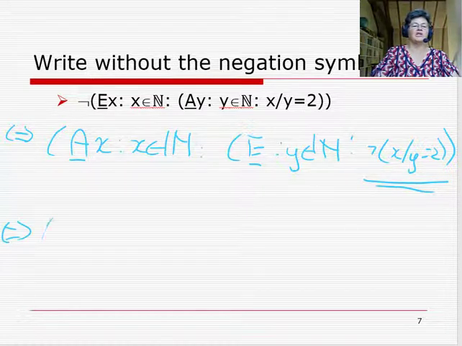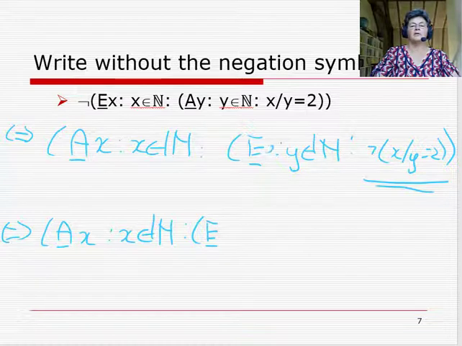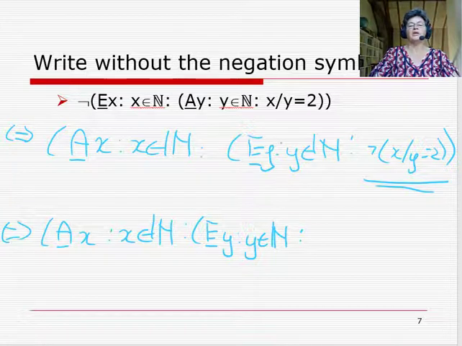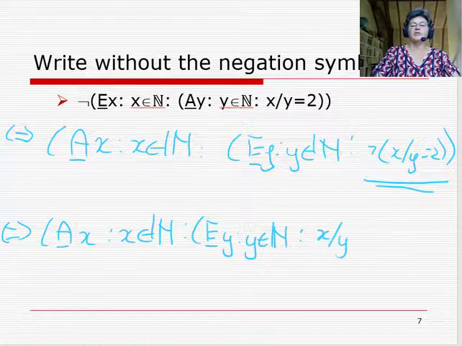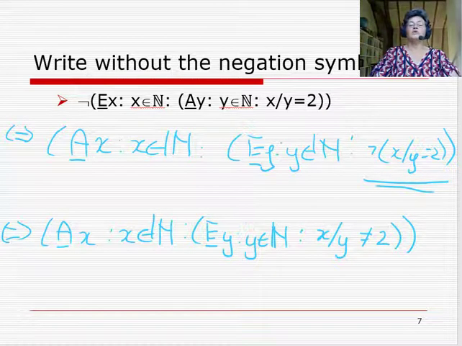We can change this quite easily: for all x, x element N, there is a y element N, in such a way that it's not true that x divided by y equals 2. So in such a way that x divided by y is not 2. Okay, not to worry. That's quite straightforward.